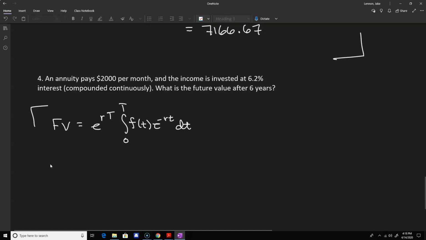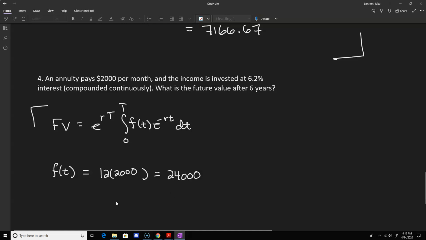So for this problem, we have an annuity paying $2,000 per month. So our income stream is our first thing to figure out. So if it's $2,000 per month, it will be 12 times 2,000, which is just the constant value, $24,000 per year. So this is my annual income stream.